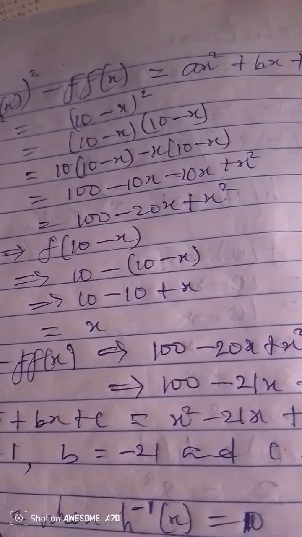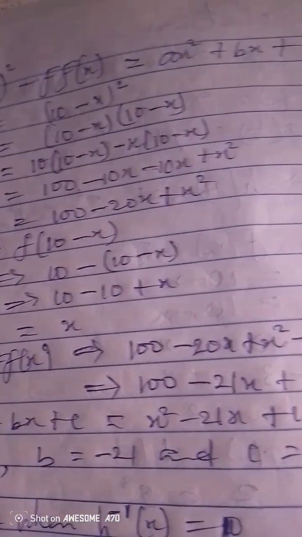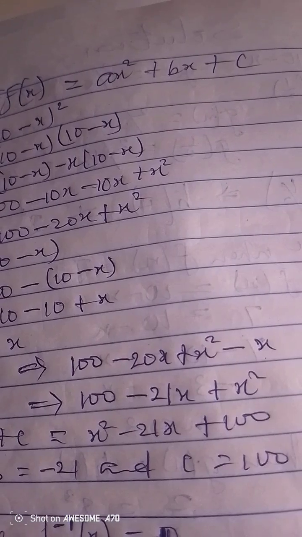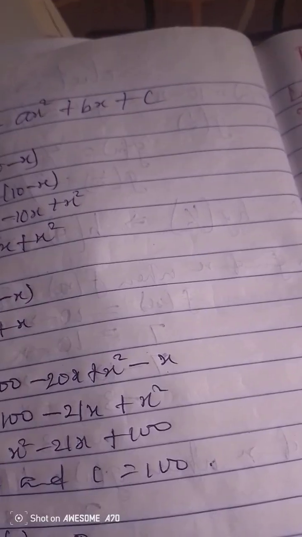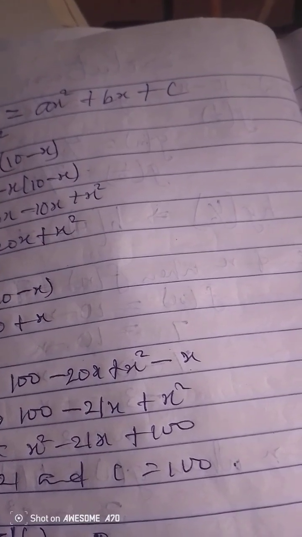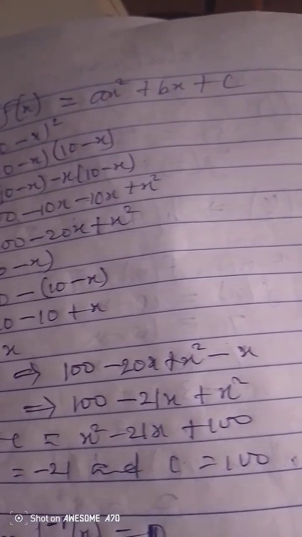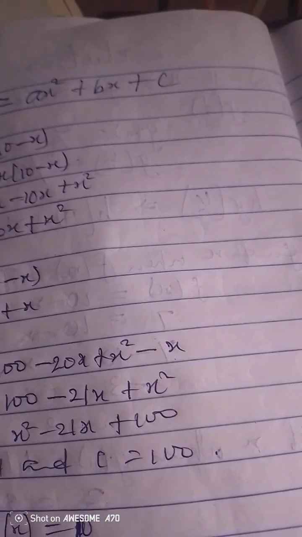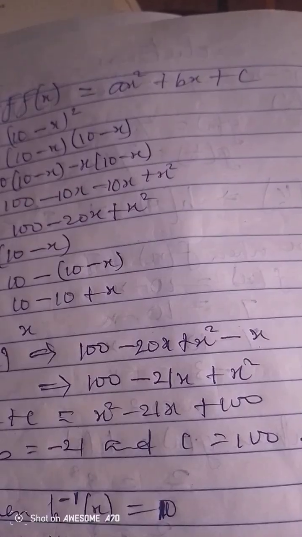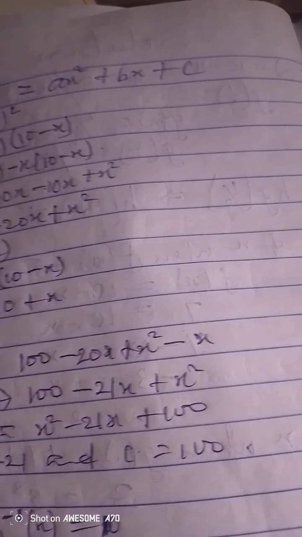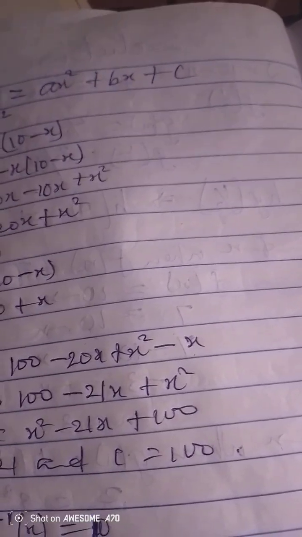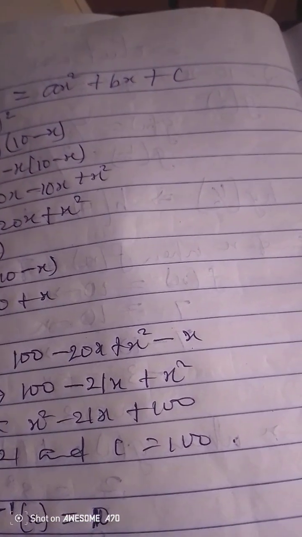So f of x all squared minus f of x is equals to 100 minus 20x plus x squared minus x. So that gives us 100 minus 21x plus x squared. So if ax squared plus bx plus c is equals to x squared minus 21x plus 100, a is equals to the coefficient of x squared, which is 1, b is equal to the coefficient of x, which is minus 21, and c is equals to the constant term, which is 100.